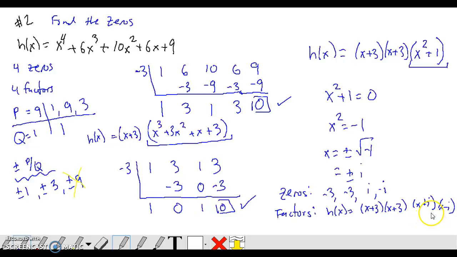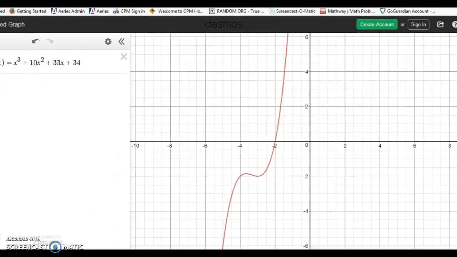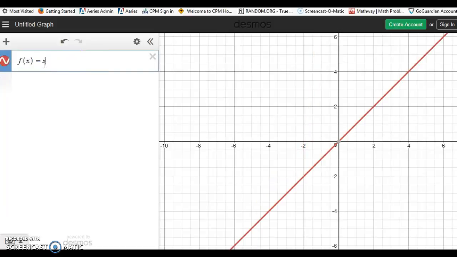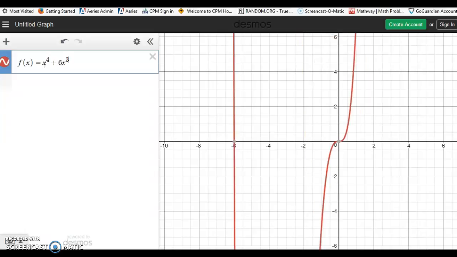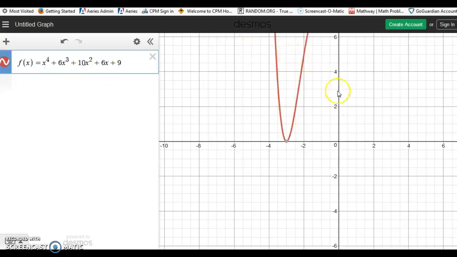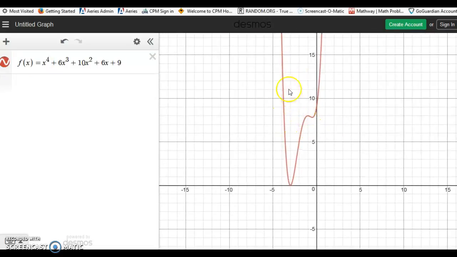Ooh, almost ran out of room over there. All right, so let's see what this looks like again on Desmos. So that graph is up there, but let's go ahead and take it away. So I said x to the power of 4 plus 6x cubed plus 10x squared plus 6x plus 9. Okay, so again, we see this lovely bounce. Power of 4, so we know that's going to be up. So if I zoom out, right, it is doing this weird thing right here. That's okay. We don't need to worry about that information.